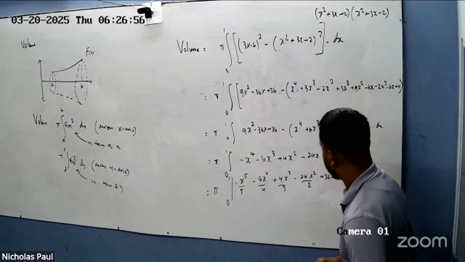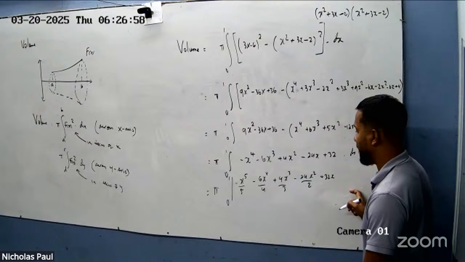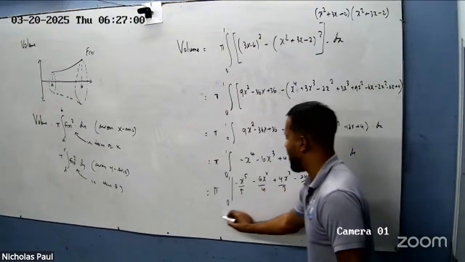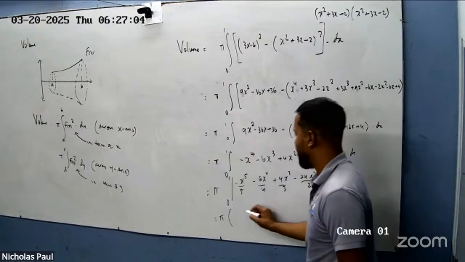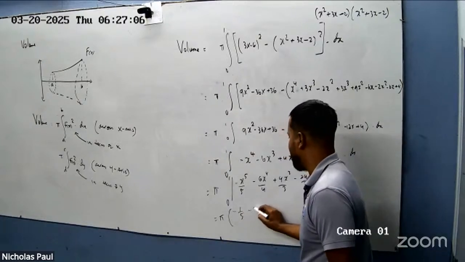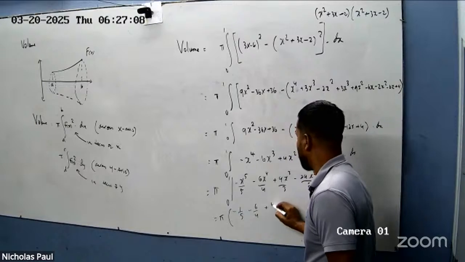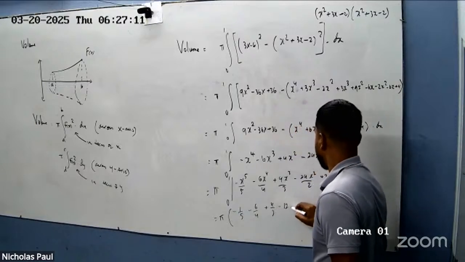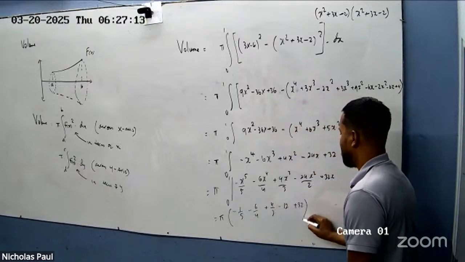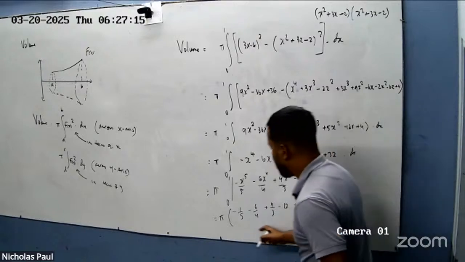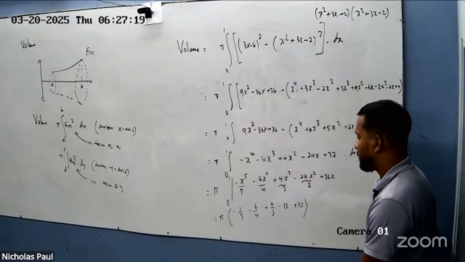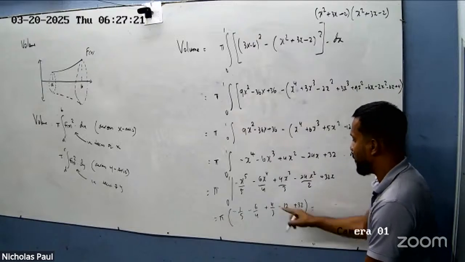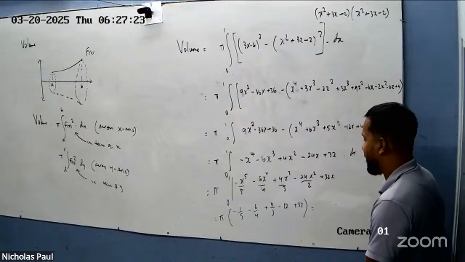Right, and he'll get 12, and you will get 0 here, right? When you plug in 1 and 0, you'll get 0, so that's plugging in the 1. So minus 1/5 minus 6/4 plus 4 and 3 minus 12 plus 32. When I get that, I work it out and multiply by pi, 679 over 35. When you work out this whole thing, check it back and make sure now.